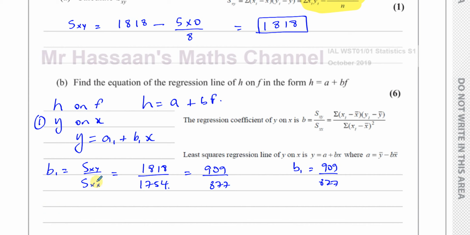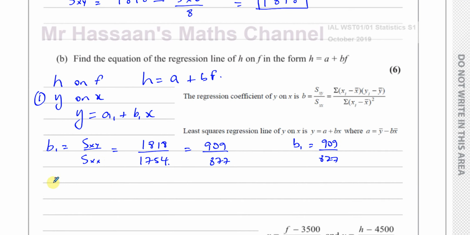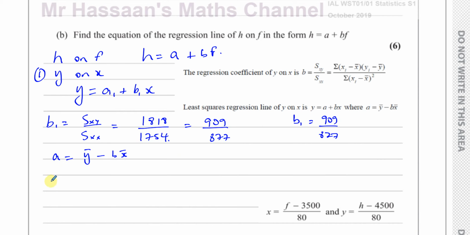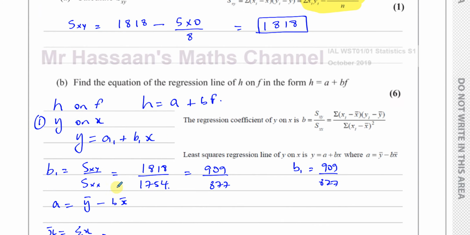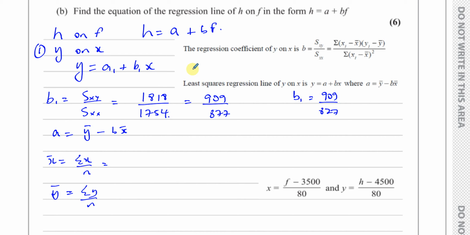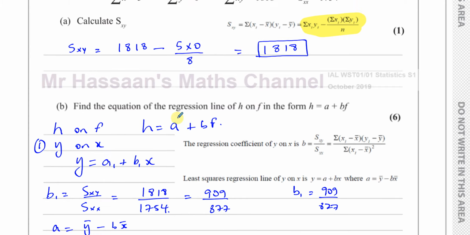And we want to find now what A is. A is equal to Y bar minus B times X bar. Now, X bar means the average of the X values, which is the sum of X over the number of values. And Y bar is the mean of the Y values, which is the sum of Y over the number of values. The sum of X, as we got here, is 5, and n is 8, so that's 5 over 8. The sum of Y is 0, so Y bar is 0 over 8, which is 0.